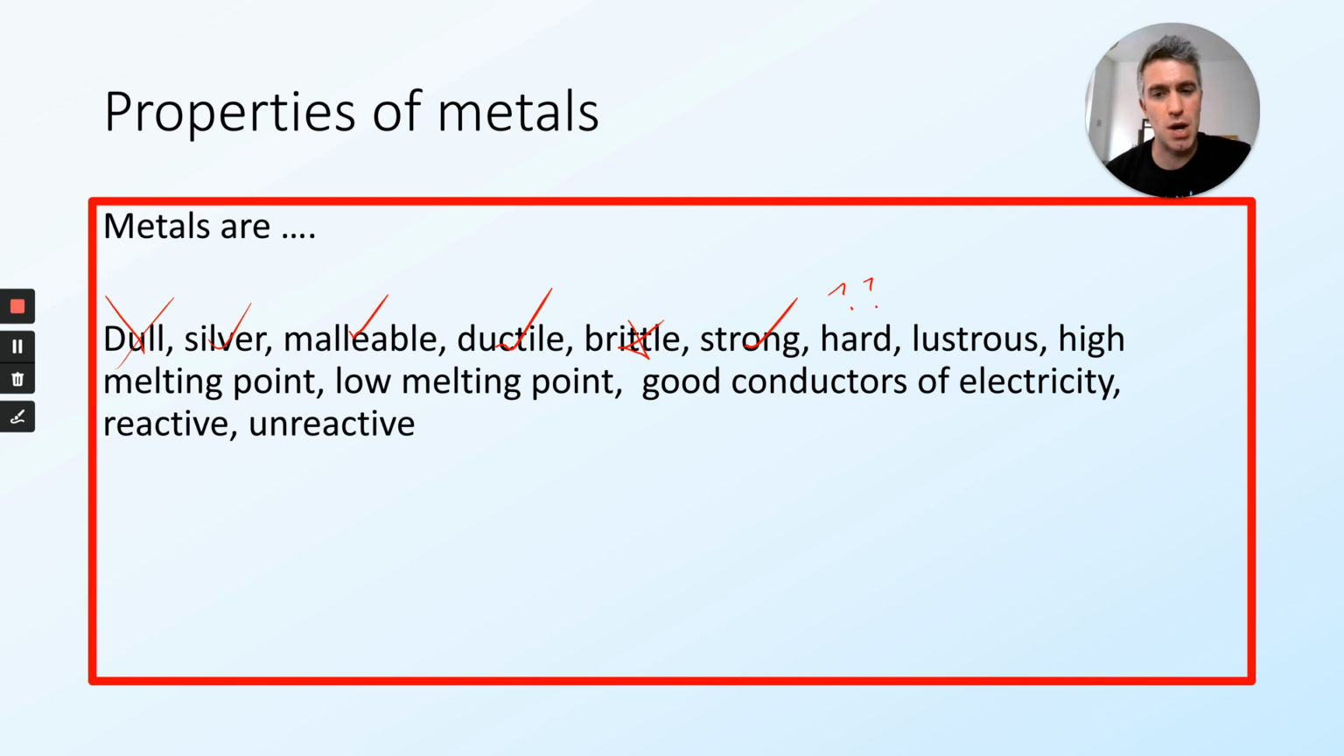Lustrous, is it shiny? Another shiny word. Yes. Do they have a high melting point? Well, apart from that one, mercury, yes, they all have a high melting point. Tick. Do they have a low melting point? Apart from mercury, so that's a no. Are they good conductors of electricity? Yes. Yes, they are. Are they reactive or unreactive? Some are unreactive and some are reactive. That was a rubbish question, and I apologise.